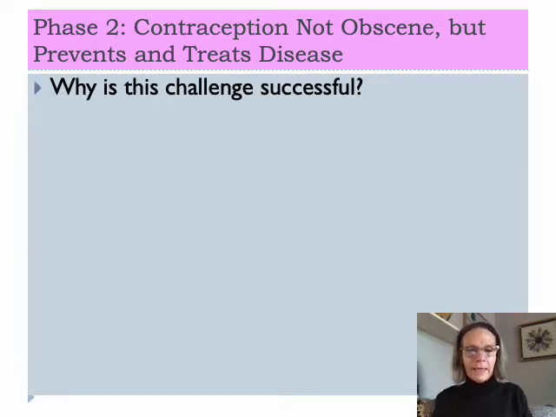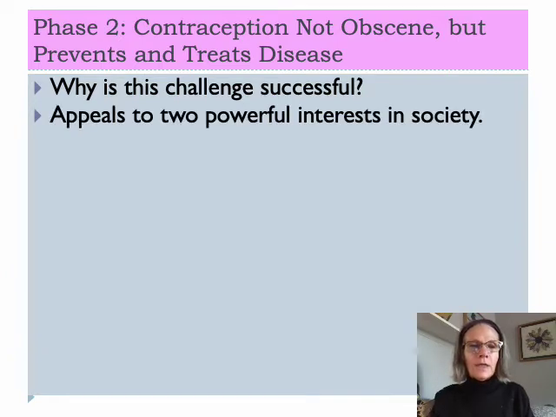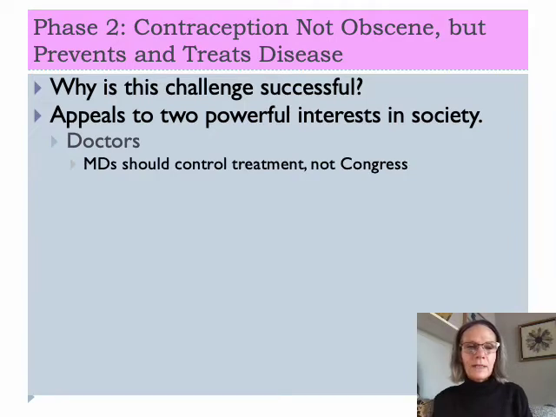So why is the medical loophole approach successful at weakening the Comstock Act? Well, it's successful in part because it appealed to two powerful interests within society. Clearly, one of those was doctors. You're looking for a medical loophole, a way that doctors can get an exemption from the Comstock Act. Doctors were a powerful group in society at this time. In the 20th century, we begin to see the professionalization of medical doctors, the formation of the American Medical Association, and the sense that doctors should be the ones making decisions about their patients, not Congress.